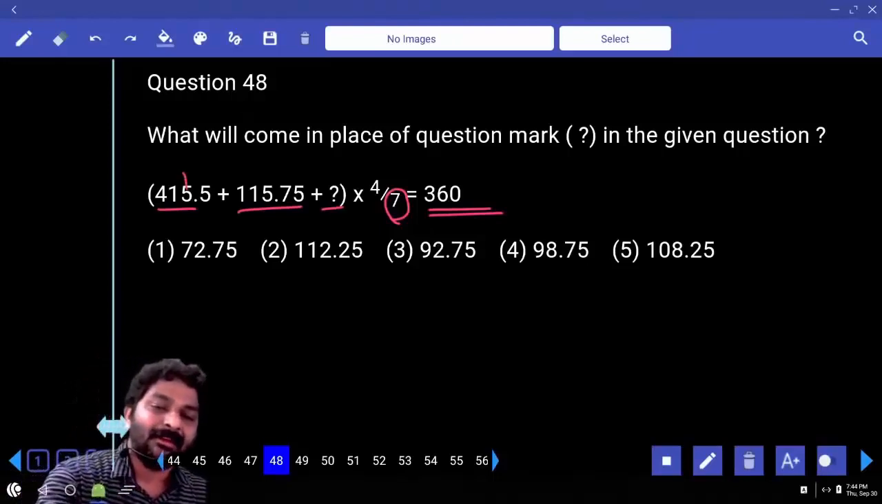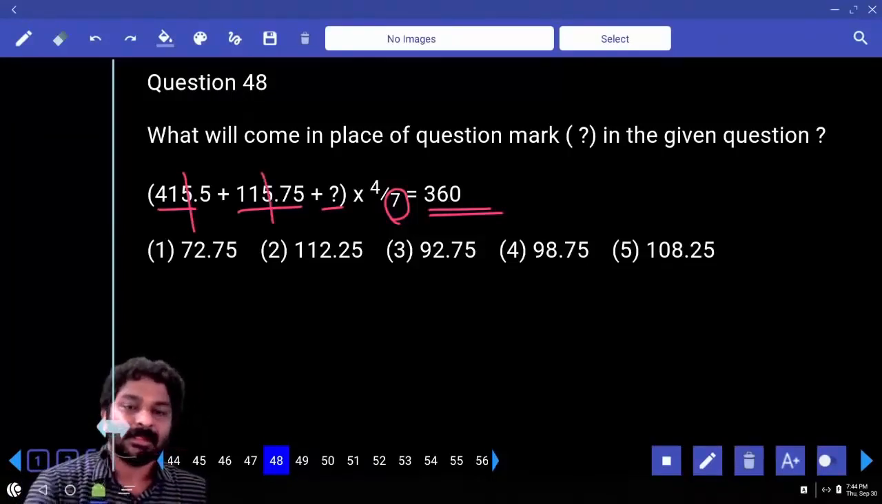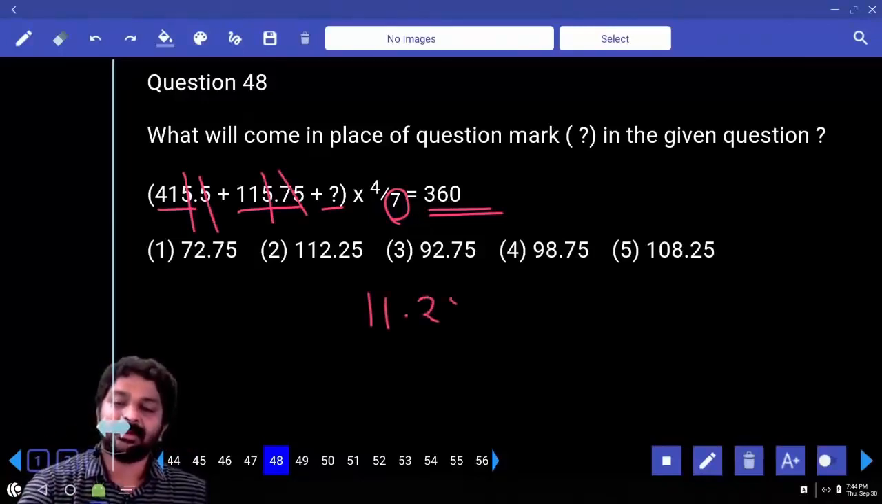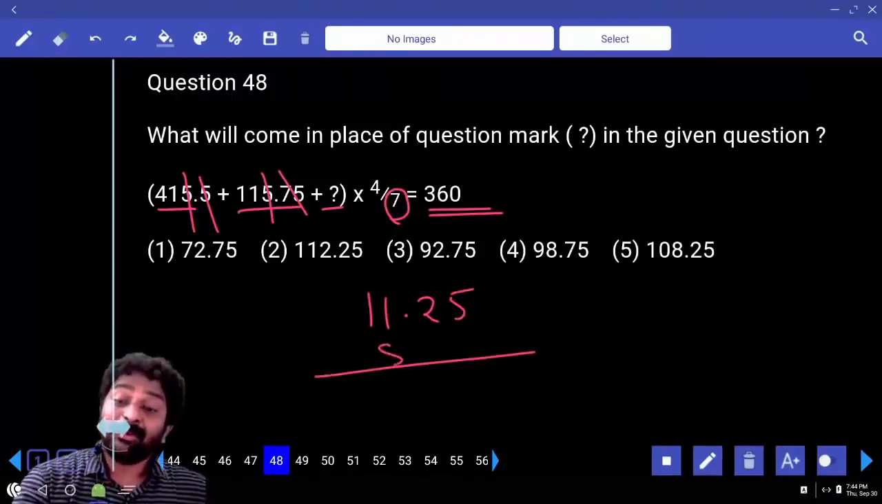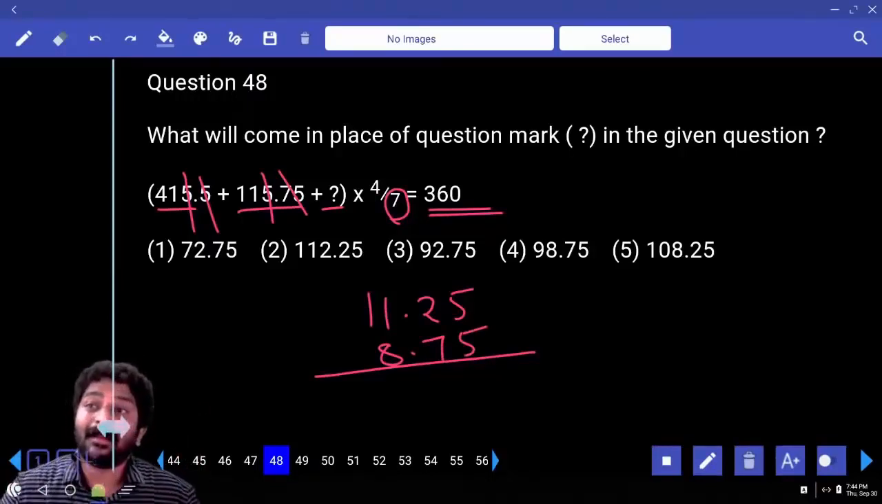Let me verify. 5 plus 5, 0.5, 0.75, 1.25. That means 11.25 we have. To make this a 10 multiple, you need to add 8.75. Then only it becomes a 10 multiple. Am I right? So your answer must end with 8.75 only. How many options are there? Only one. Fourth is the final answer.